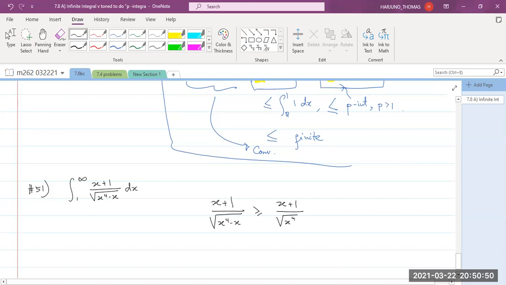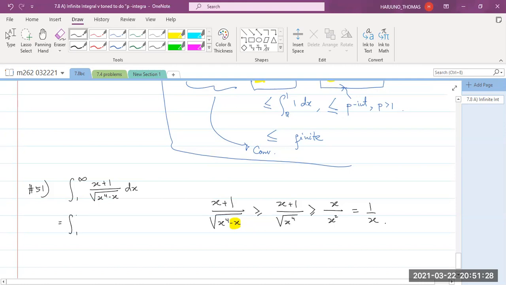Is it right? Why? Because if you subtract a positive number, then it becomes smaller. If you divide by something smaller, the quotient is bigger, right? And I can do even more. This is x squared, right? Okay, on the top, x plus 1 is greater than x. So let's see how I play with this.